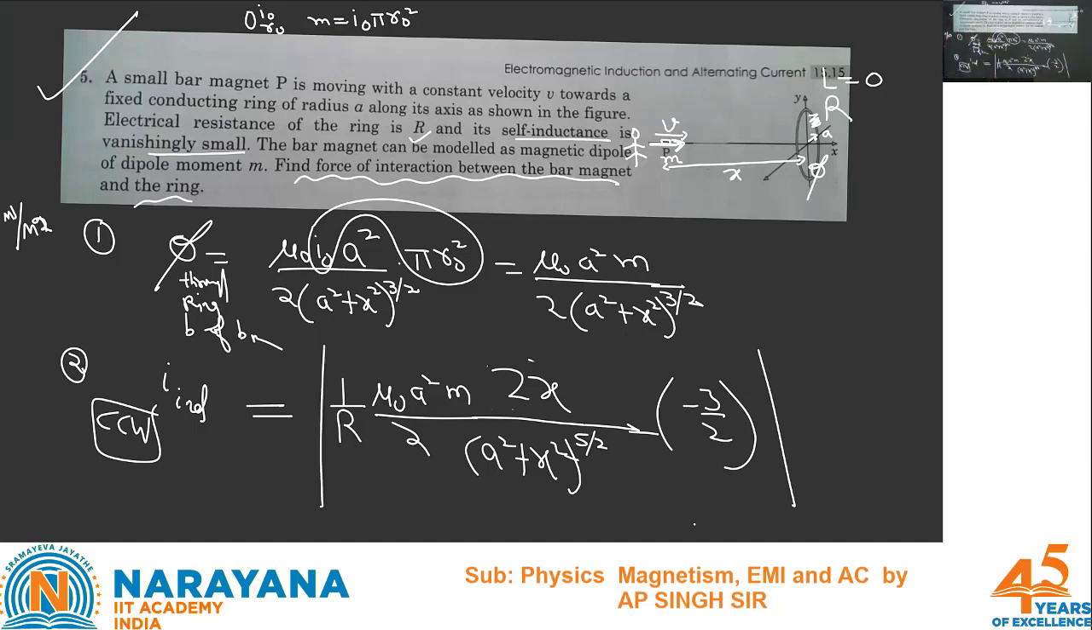1 by R अलग से कर दिया, mu naught a square m upon 2 कर दिया. 3 by 2 term is there. A square plus x square minus 5 by 2, that's perfect. And 2x, perfect. So 2, 2. So basically, induced current is ready now. It is 3 mu naught a square small m x upon twice of R. Just check the calculations carefully. A square plus x square raised to the power 5 by 2.